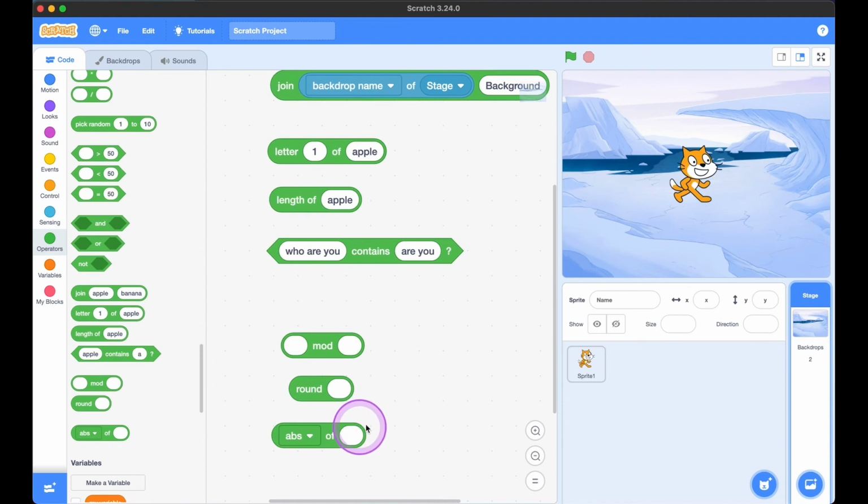Now let's look at these three. Modulo, round, and absolute of. Mod is short for modulo, and modulo is the remaining number after we divide two numbers together. So 5 divided by 2, the remaining number is 1. We use this a lot when we are looking for an algorithm, such as when we are looking for odd numbers. Round rounds up decimal points to the nearest whole number.